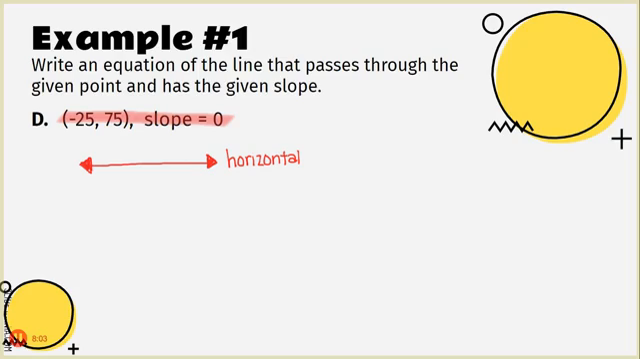Which means we have y equals. So I know my equation is going to be y equals the y value of my ordered pair, and my y value of my ordered pair is 75. So my equation is y equals 75.